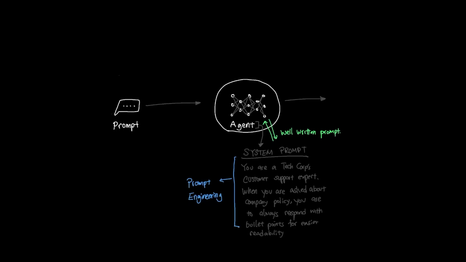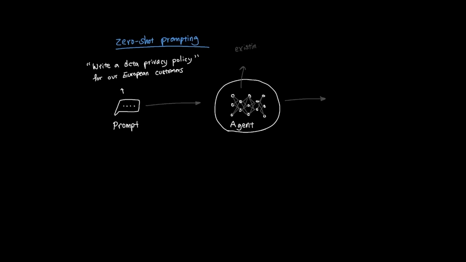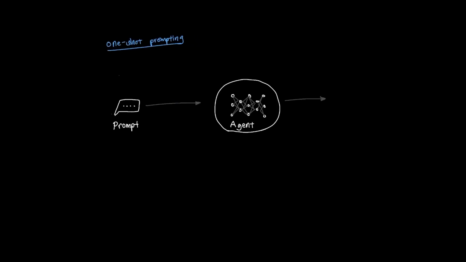And there are different prompt techniques like zero-shot, one-shot, few-shot, and chain-of-thought prompting, each with its own use case for the task. For example, zero-shot prompting means that we are asking AI to perform a task without providing any examples. So if you send a prompt, "Write a data privacy policy for our European customers," you're essentially relying entirely on the AI's existing knowledge base to write the data policy document, since within the prompt, we're not giving any examples of what they are.